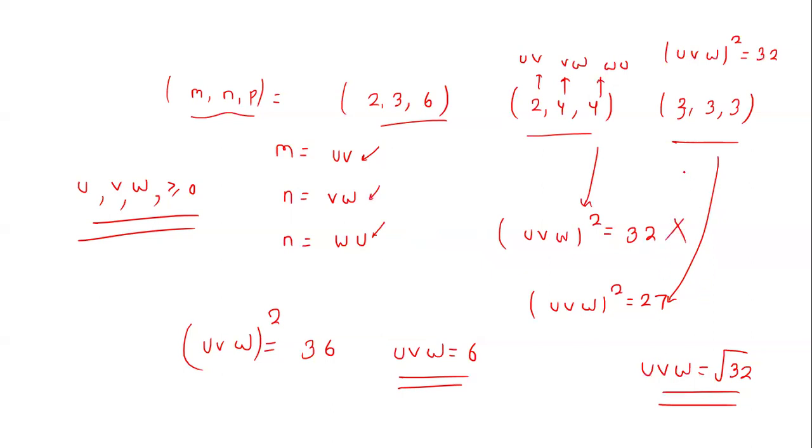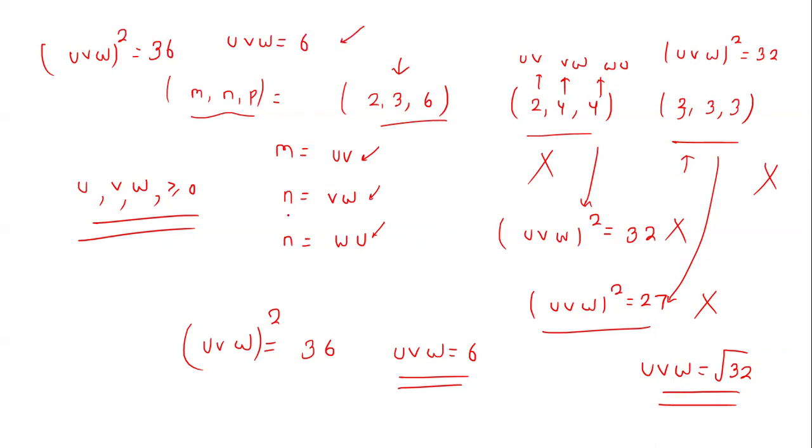And if you do it for the third solution, then uvw whole square will come as 27. So this is not an integer in terms of uvw. So this is not the case we want. So these two cases are gone. So the remaining case is this. In this case, the uvw whole square is coming as 36. So from here you get uvw as 6. So this is an integer.